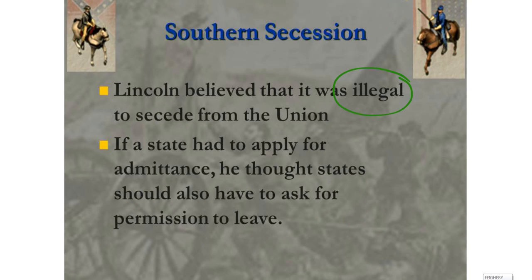Lincoln believed that it was illegal to secede from the Union. He believed that if a state had to apply for admittance, he thought states should also have to ask for permission to leave.